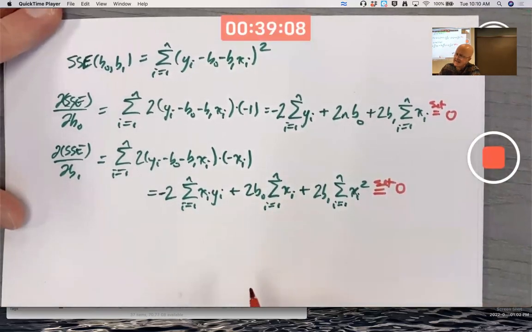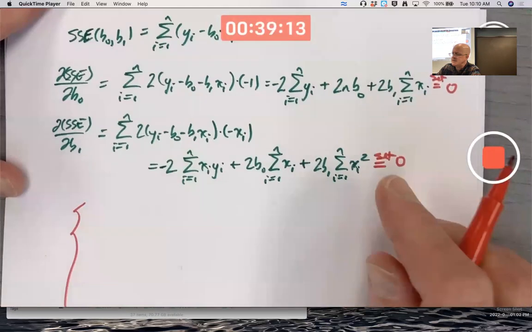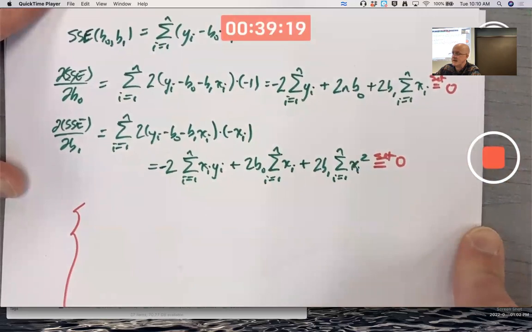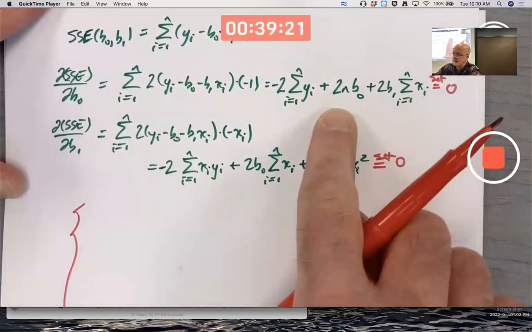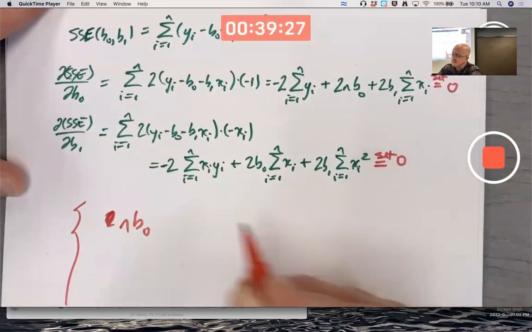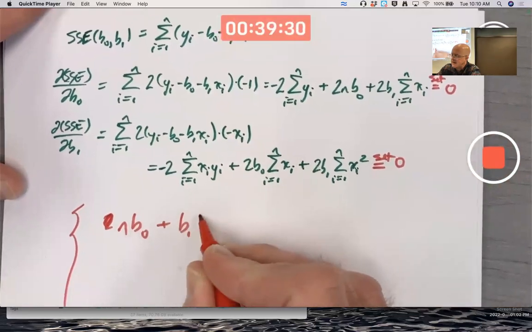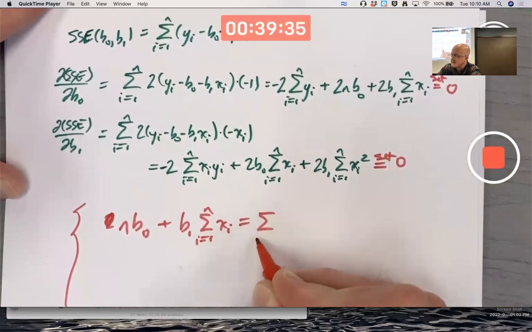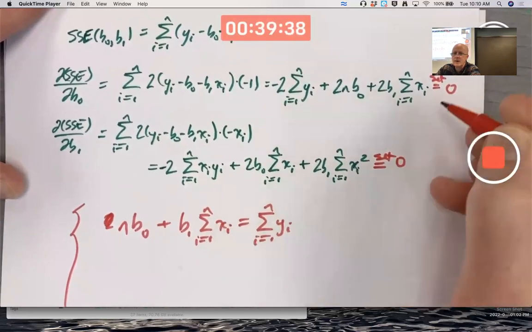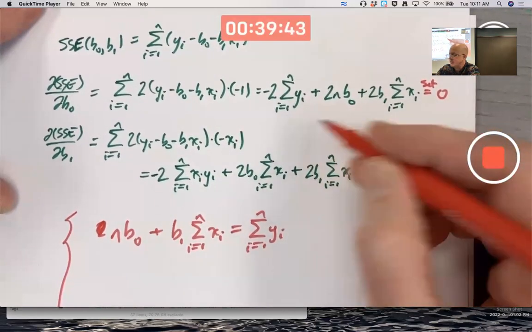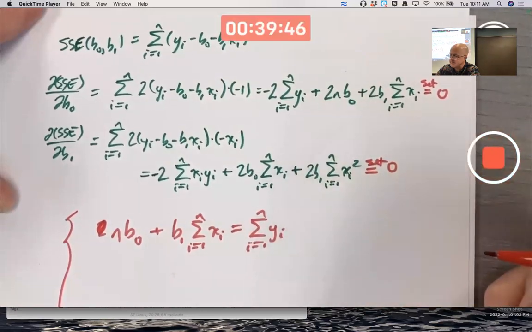So what you're going to get is a system of linear equations. Things that don't involve B0 and B1, I'm going to put on the other side. They also involve the negative sign, so when I put them on the other side, I'll get a positive sign. I'll have nB0 plus B1 times the sum of the xi's equals the sum of the yi's. That comes from this first equation, dividing everything by 2, canceling all the 2's, adding the sum of the yi's to both sides, gives you this.